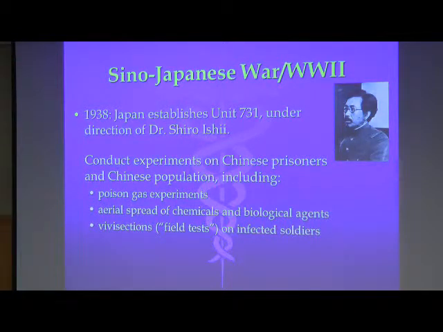In 1938, during the Sino-Japanese War, Japan establishes Unit 731, which is actually a biomedical warfare unit, but it's disguised as a water purification unit under the leadership of biochemist Dr. Shiro Ishii. And they conduct experiments on Chinese prisoners and the Chinese population, as well as some Russian prisoners, where they do poison gas experiments, they spread aerial chemicals and biological agents, and they conduct vivisections on infected patients. So a vivisection is a surgical dissection, basically, on live patients without any anesthesia.